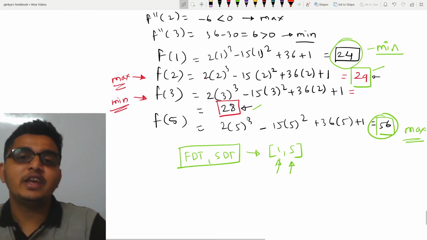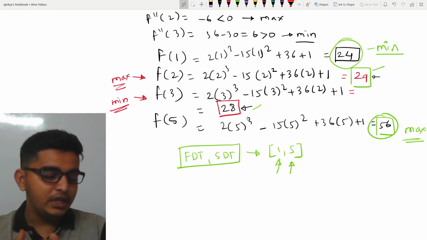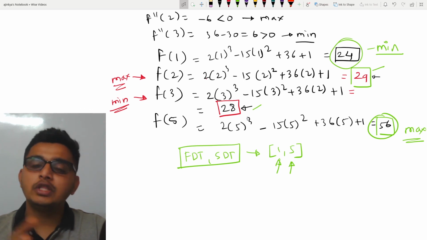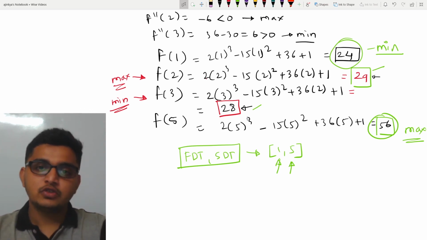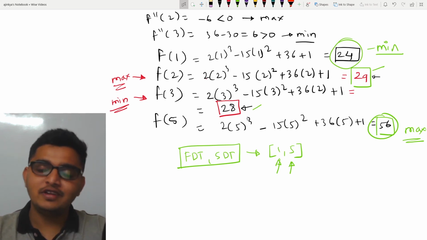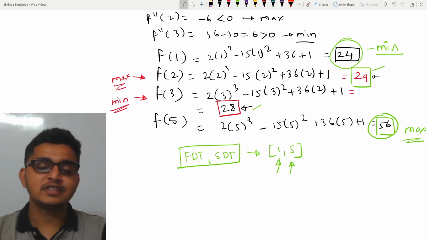So in this way, we have completed the theoretical or conceptual part of finding maxima and minima. In the next video, we are going to start with the 6.5 exercise, which is from the NCERT book, and we'll try to cover all the questions and answers through that particular video.